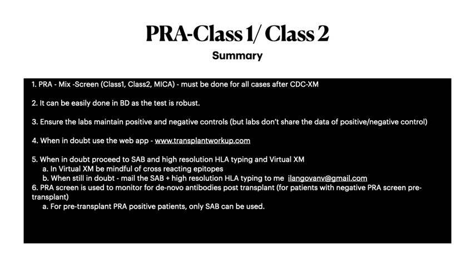So in summary, PRA mixed screen class 1, class 2, MICA must be done for all cases after CDC cross match. It can be easily done in Bangladesh as the test is quite robust. Ensure that the lab maintains positive and negative controls, because sometimes if the negative control is also positive, then everything will be positive. But unfortunately, labs don't share the report with you. So how can you figure out that there is something wrong with the lab?